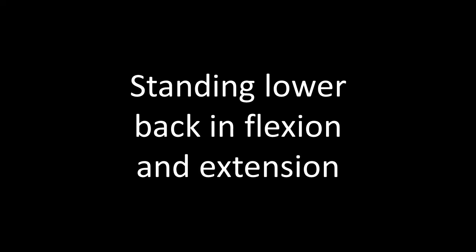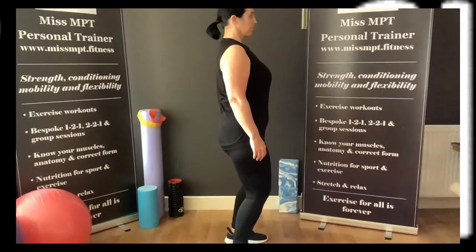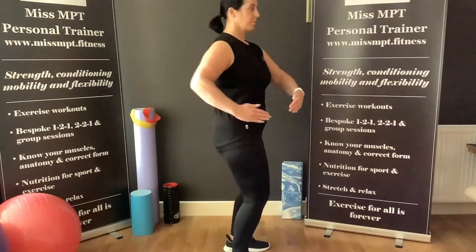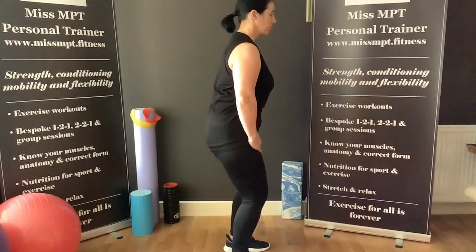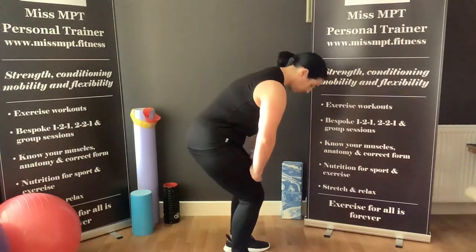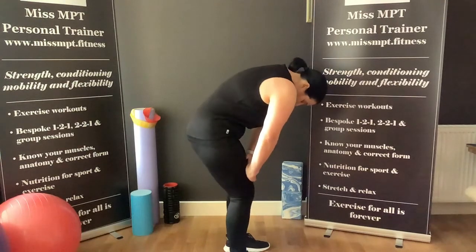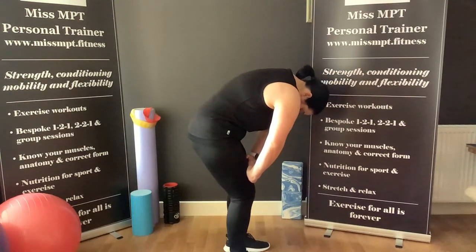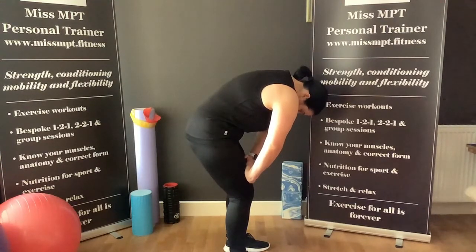Standing lower back in flexion and extension. Stand tall with shoulders back and down with soft knees, and place your hands, fingers pointing towards each other as shown, onto the front of your legs and run them down to stop just above the knees. Tuck the chin in and round the shoulders and you will feel the stretch in your lumbar region.